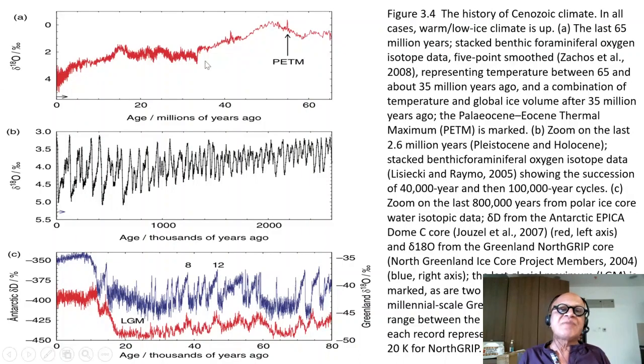This is another example of the history of the Cenozoic climate, so looking at the whole period, but then zooming into the last 80,000 years and last couple of millennia. This shows one of the strongest abrupt warming periods in the record, called the Paleocene-Eocene thermal maximum. We will revisit this a little bit.